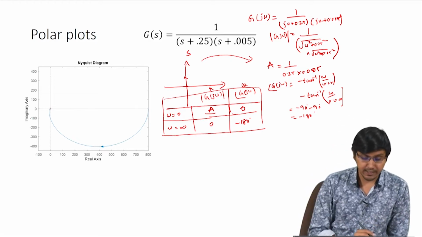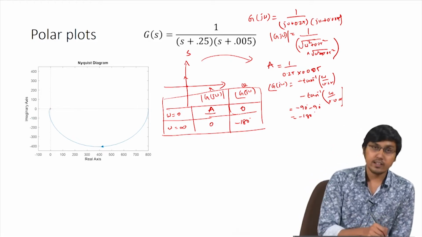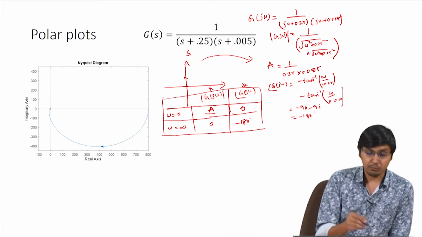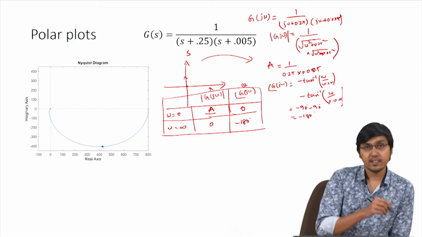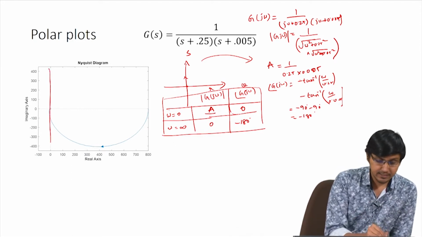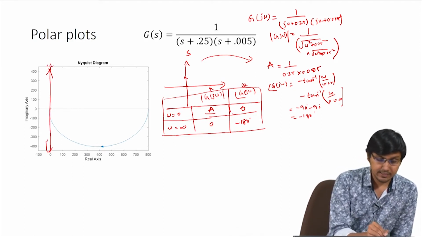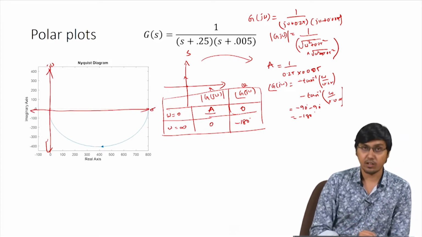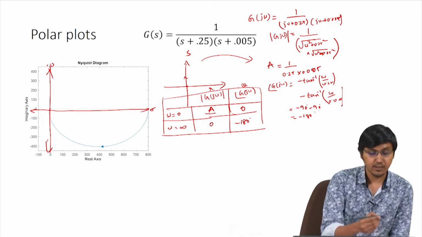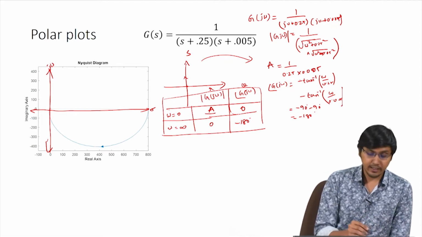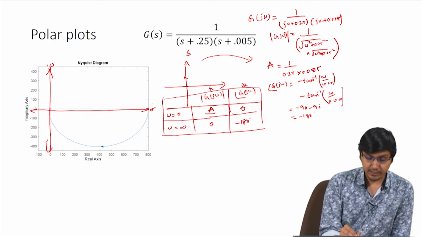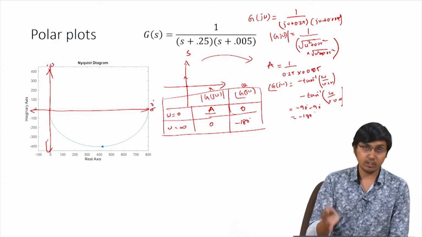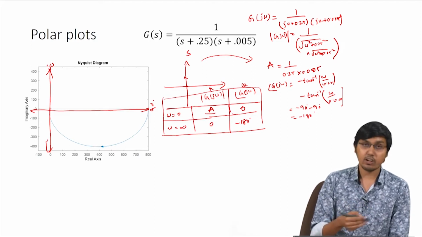Okay. So basically if you can remember from your schooling how to represent complex numbers, we tell that this is the imaginary axis, j omega axis, and this is the real axis, sigma axis, right. And this is 0 degrees. And we take anti-clockwise as positive and clockwise as negative.